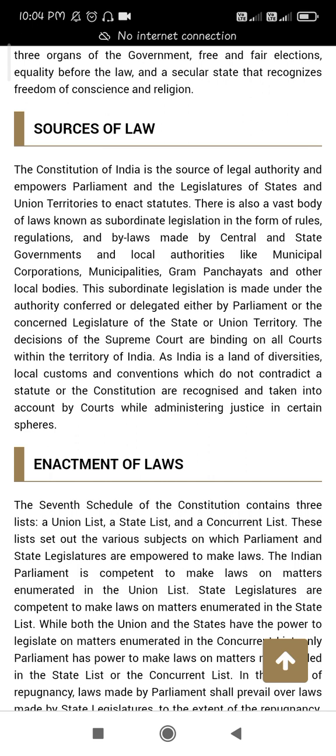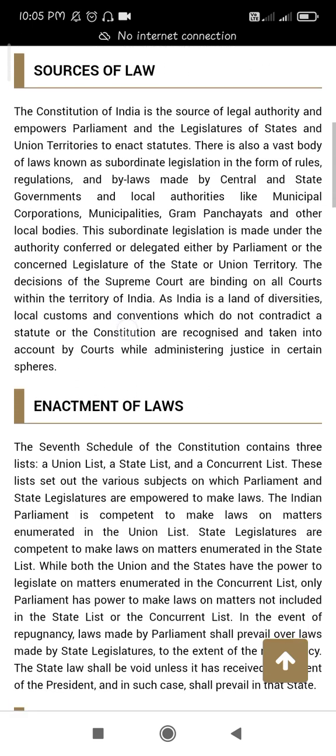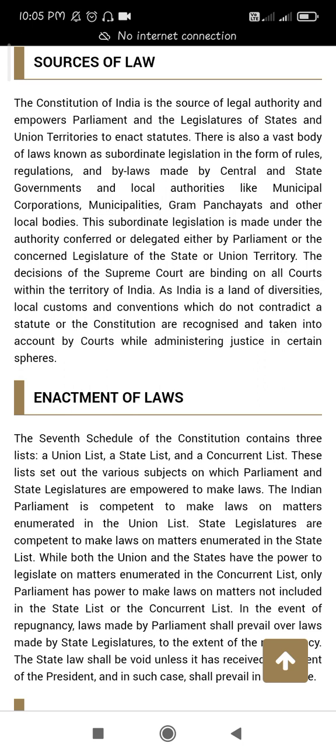Source of law. The Constitution of India is the source of legal authority and empowers Parliament and the legislatures of states and union territories to enact statutes. There is also a vast body of laws known as subordinate legislation in the form of rules, regulations, and bylaws made by central and state governments and local authorities like municipal corporation, municipalities, gram panchayats, and other local bodies. This subordinate legislation is made under the authority conferred or delegated either by Parliament or the concerned legislature of the state or union territory.